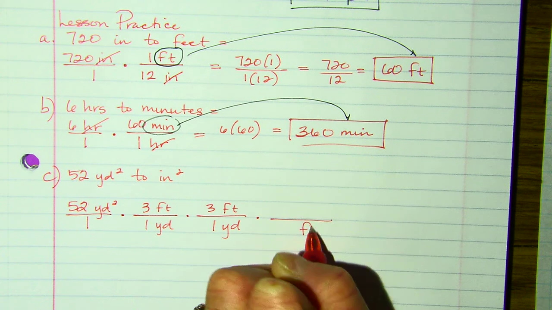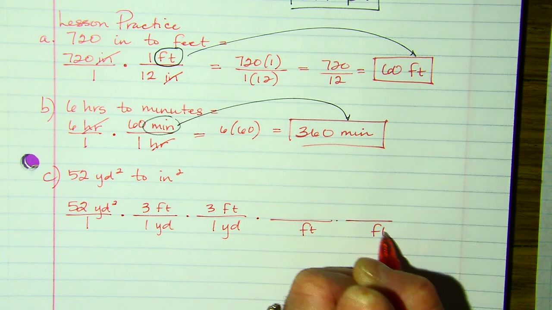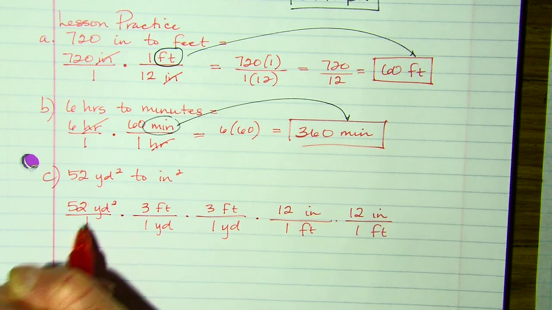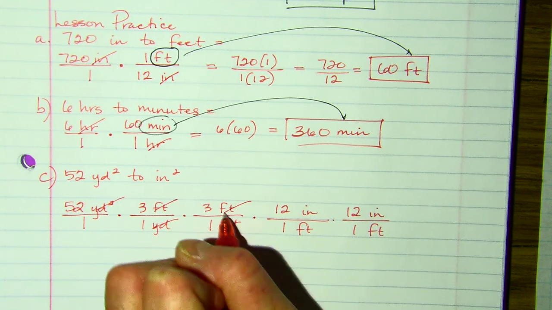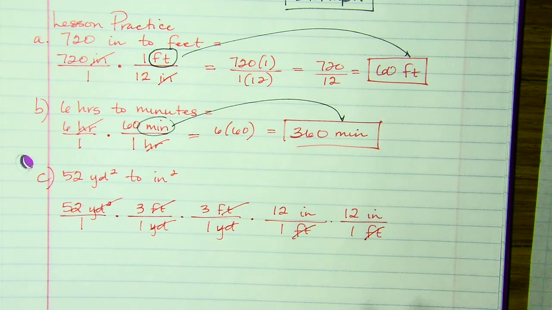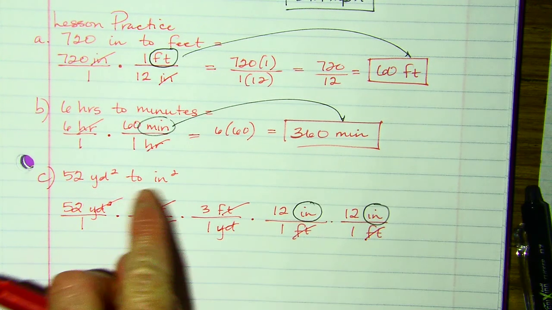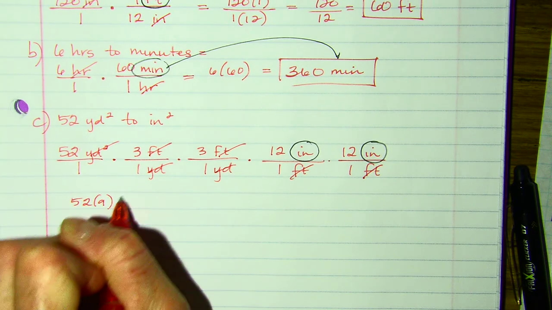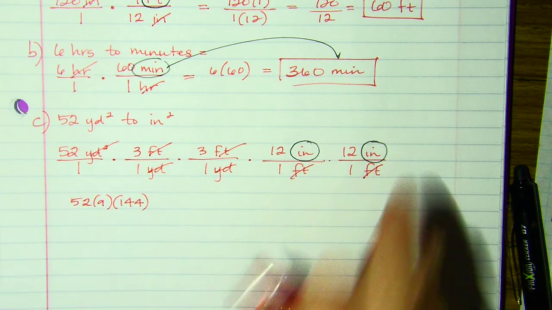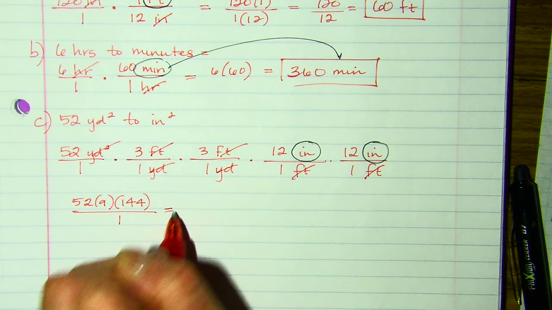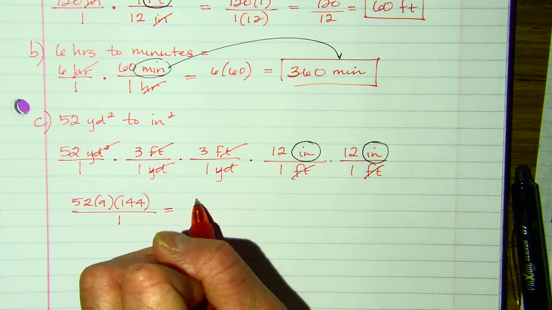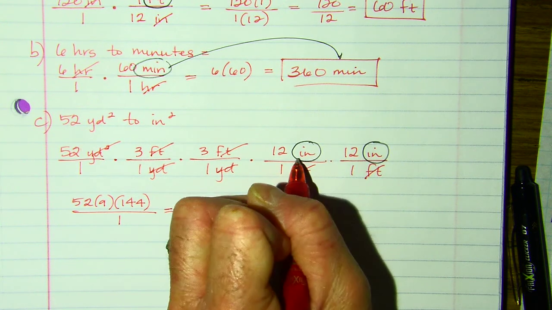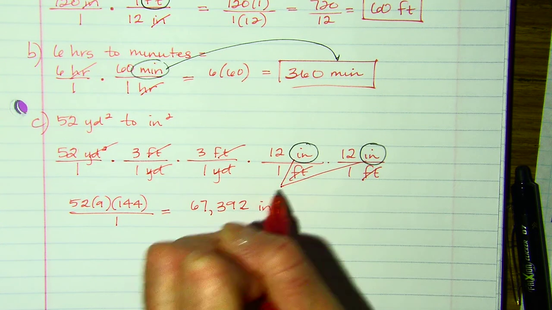Then I have to get rid of both feet. And I know that in 1 foot there are 12 inches. So both yards are gone. Both feet are gone. Notice I'm left with inches squared. So 52 times 9 times 144, 12 times 12, over 1. And I got 67,392 inches squared, because I have 2 of them.